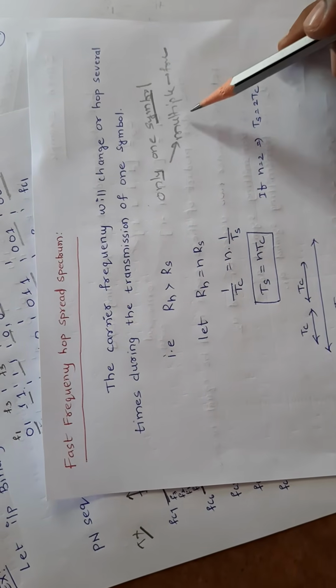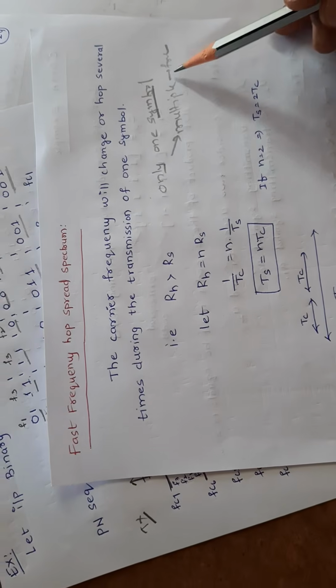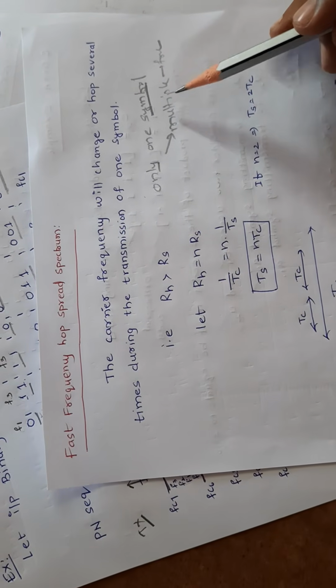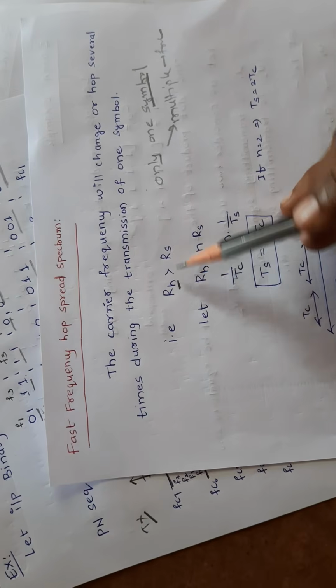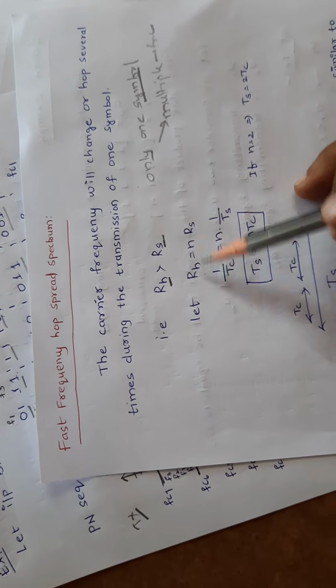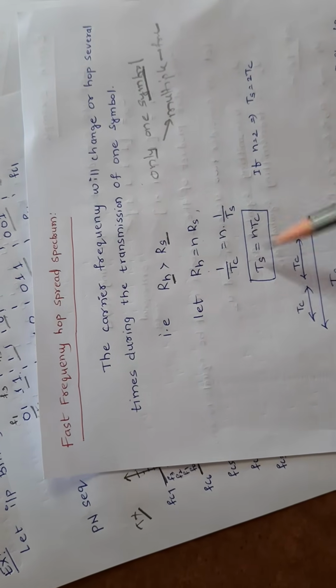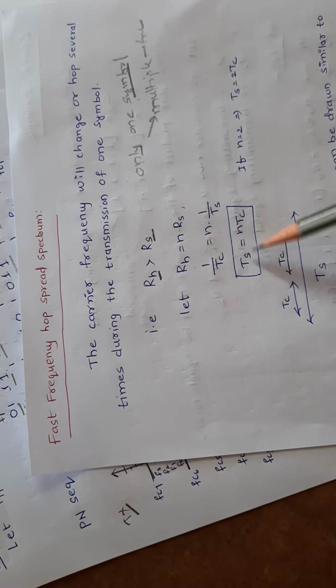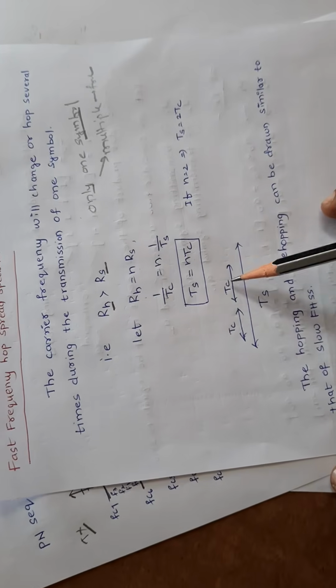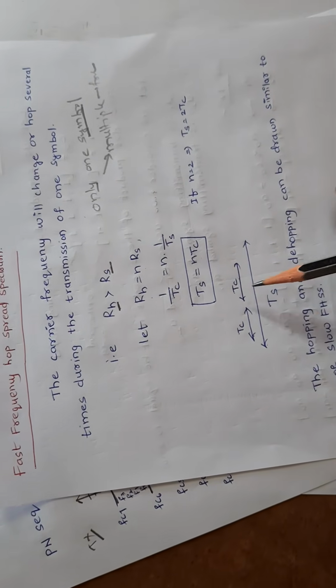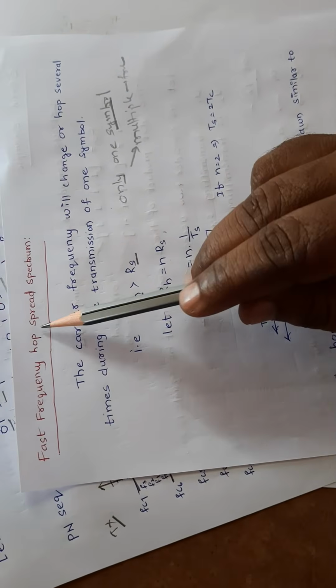As I'm using more than one carrier frequency to transmit one symbol, the hop rate will be higher than the symbol rate. So RH is greater than RS. So let RH equal N times RS. I'm writing this for simplification. So TS equals N times TC. So for one symbol duration, I'm taking more than one carrier frequency. So this technique we are calling fast frequency hop spread spectrum.